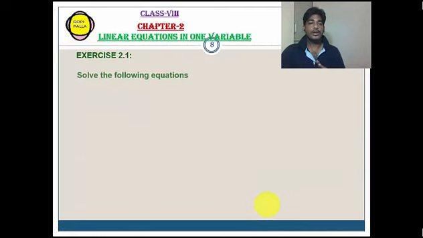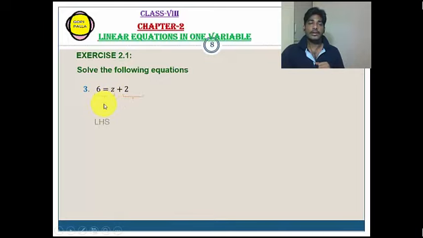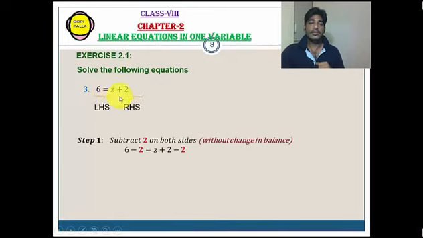We'll go to the third problem, which is 6 is equal to z plus 2. Here the variable is z. Here also there are two parts, left hand side and right hand side. In order to get the z value we should remove plus 2. In order to eliminate it we should subtract 2 on both sides. So we get 6 minus 2 is equal to z plus 2 minus 2. So 4 is equal to z. So z is equal to 4 is the answer.